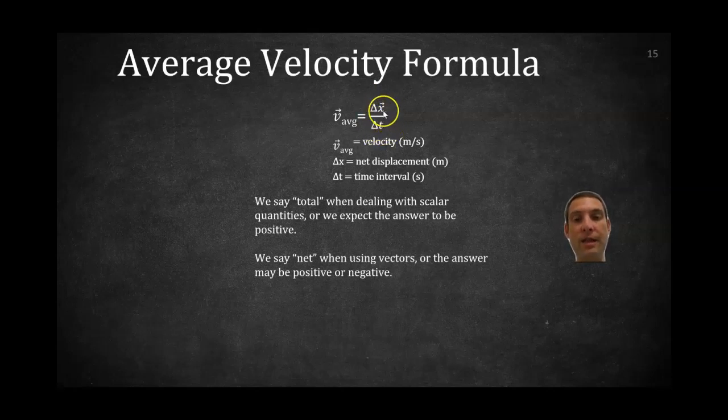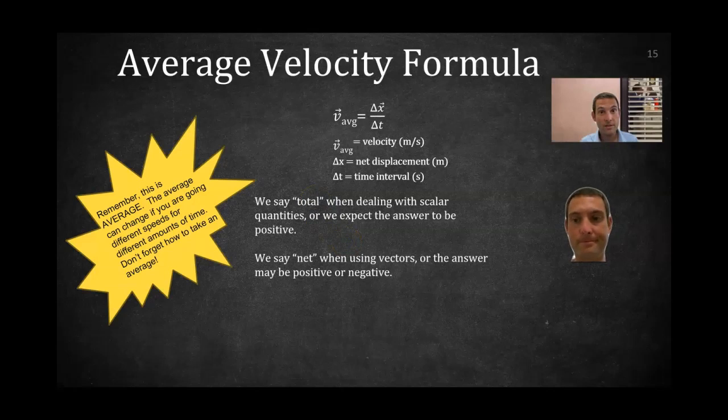So if our net displacement can be negative, that would mean our fraction on the right becomes negative, which means we can have a negative velocity. Normally what that means is our velocity is in the opposite direction, opposite of whatever. It could be just that it's moving to the left instead of to the right. It could be that it's moving down, something like that. We say total when dealing with scalar quantities, or we expect the answer to be positive, and we say net when using vectors, or the answer may be positive or negative.